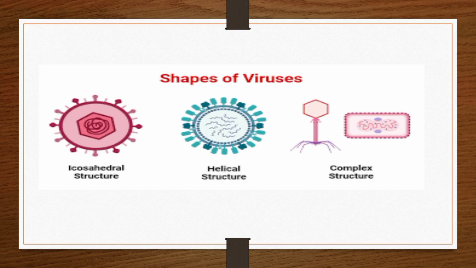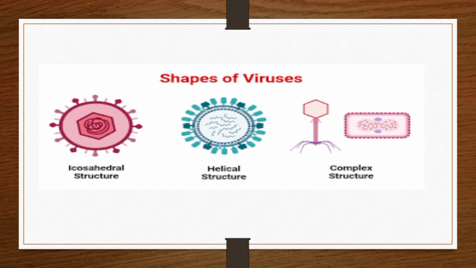Icosahedral structure. The protein subunits assemble into a symmetric shell that covers the nucleic acid containing core. Icosahedral is a polygon with 20 facets, 12 vertices and 30 edges. Each facet is an equilateral triangle.